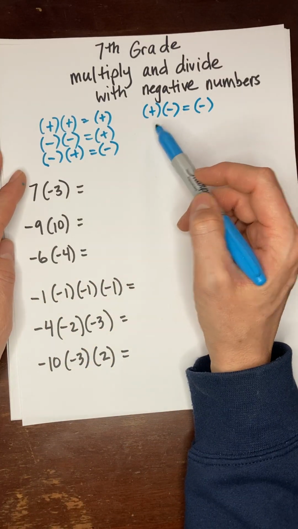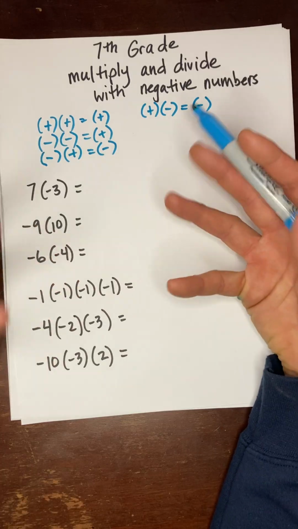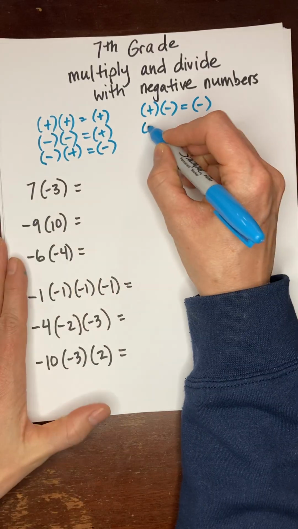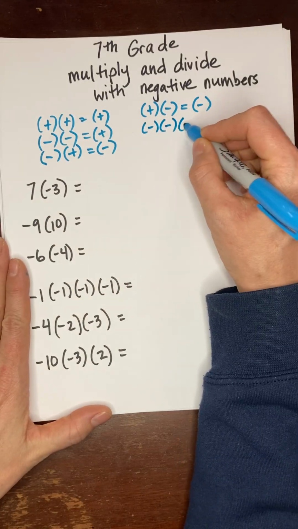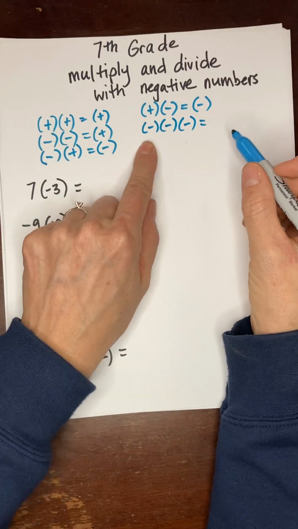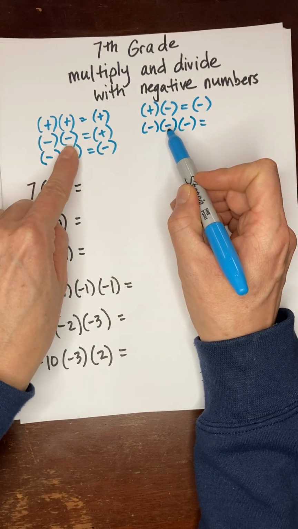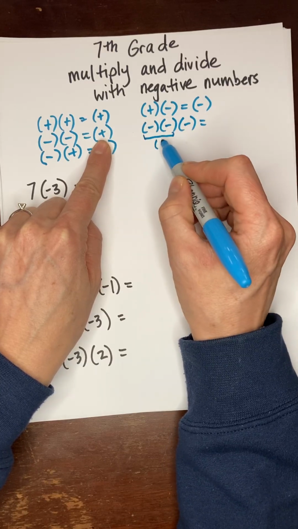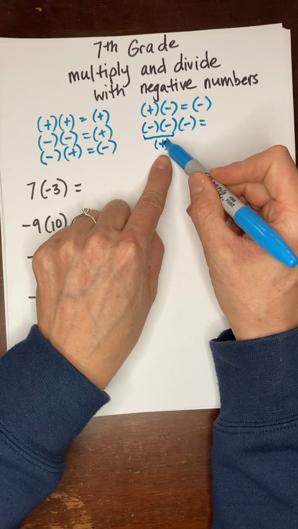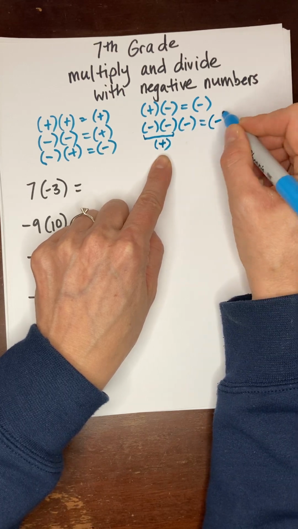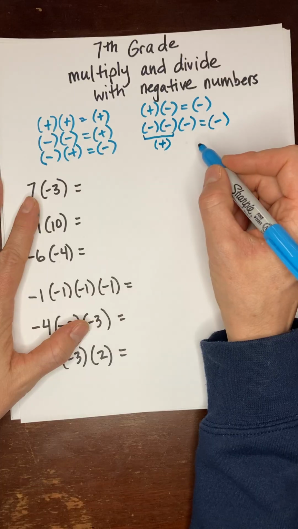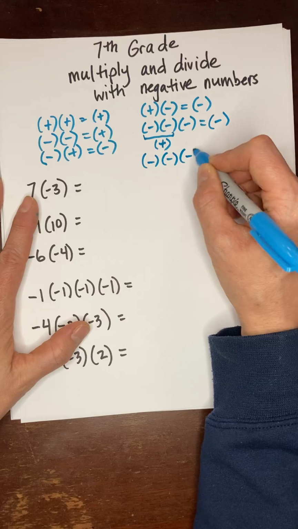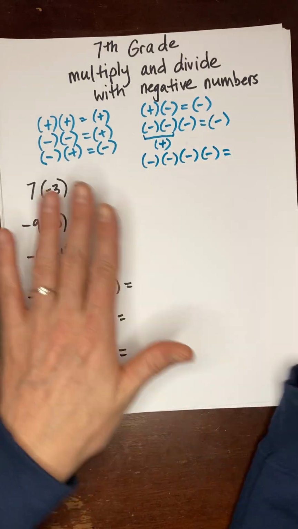Now what happens when we have more than two numbers being multiplied, like we have down here? Well, we're going to use the same exact rule. Say I've got a minus times a minus times a minus. We already know from over here, a minus times a minus equals a plus. So this right here multiplied is going to give me a plus number. Now I have a plus times a minus, which gives me a minus.